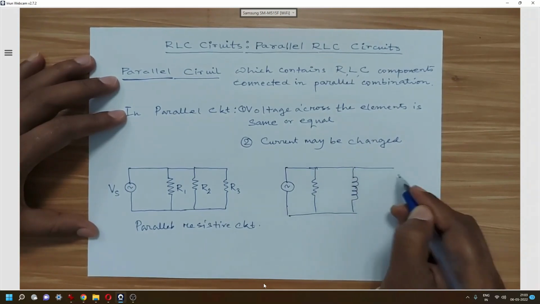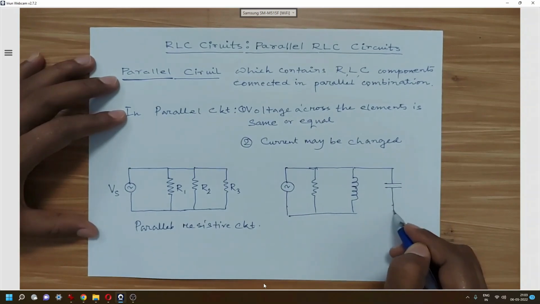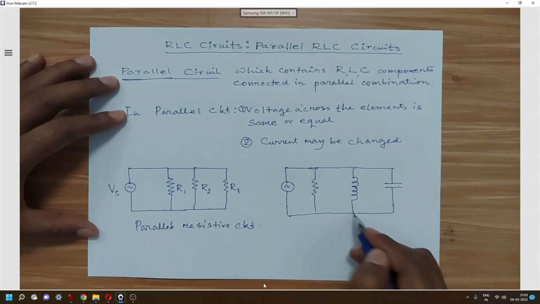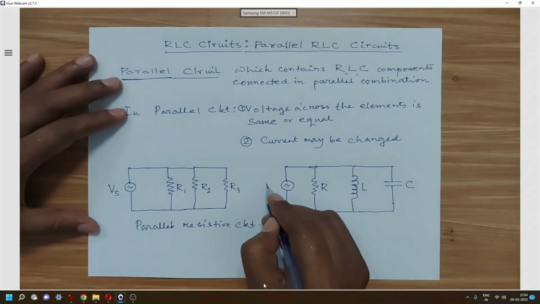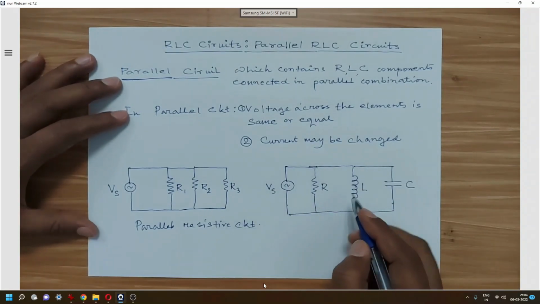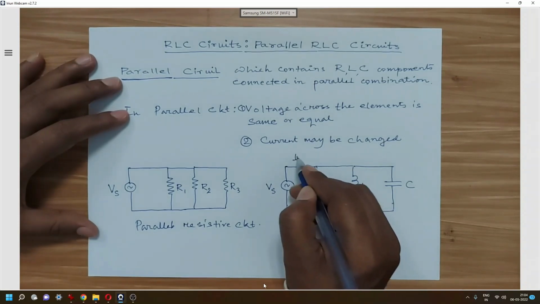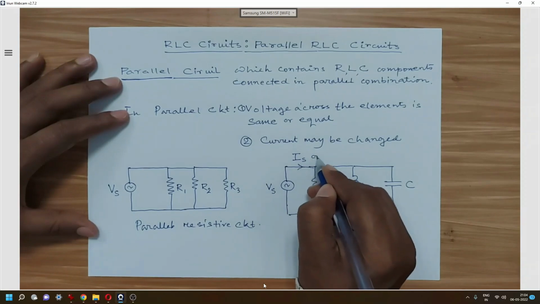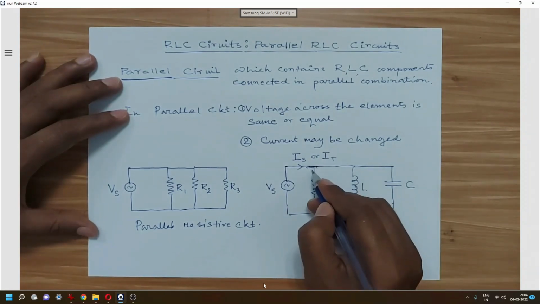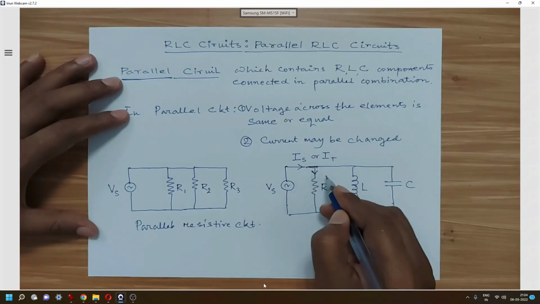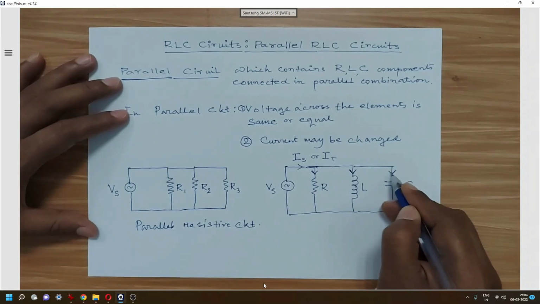So where the resistor, inductor and capacitor all will be present and they will be connected in parallel to each other. Now if the Vs is the supply voltage, so Vs can drive one current which will be Is or It, total current, and it will be sending different amount of current through each element.